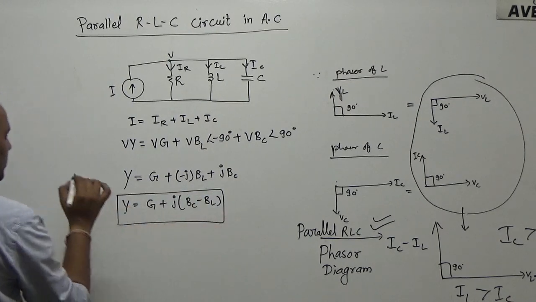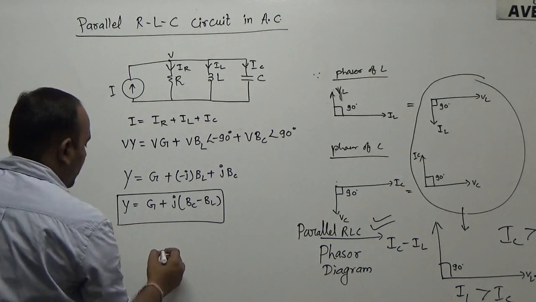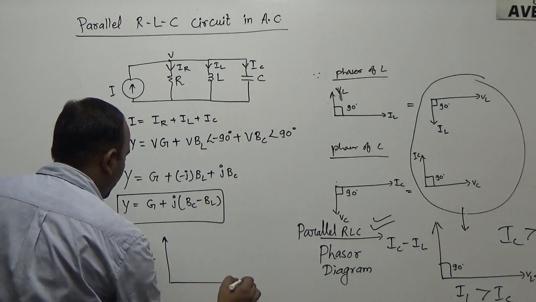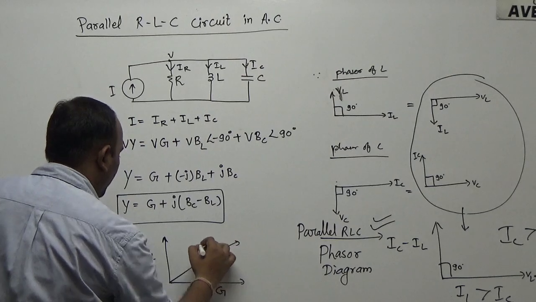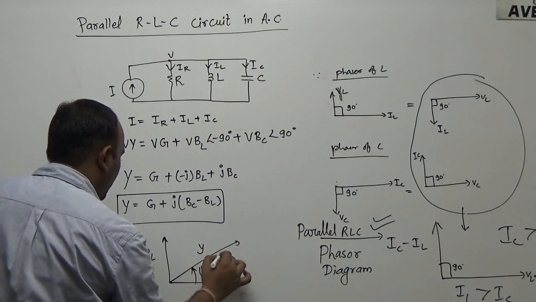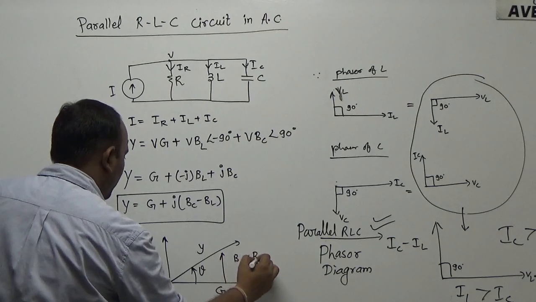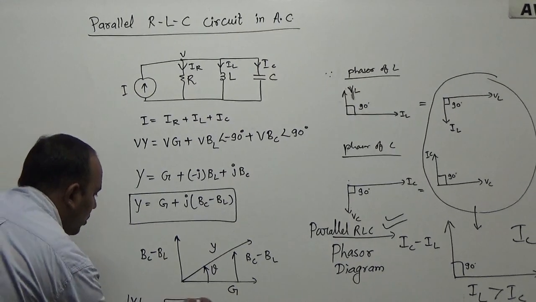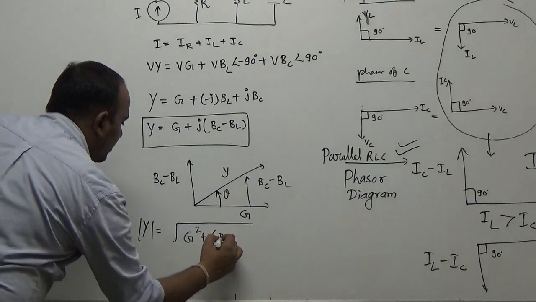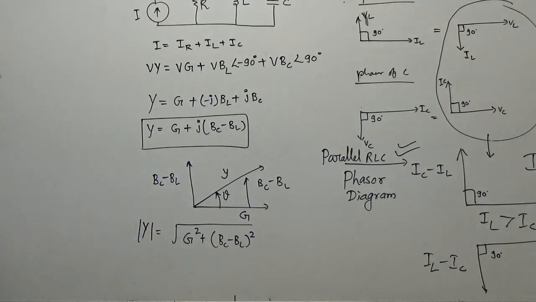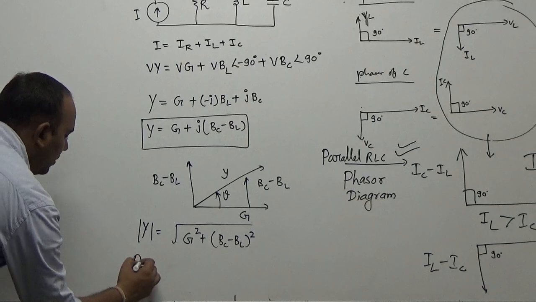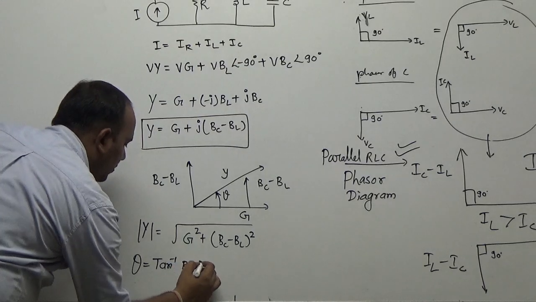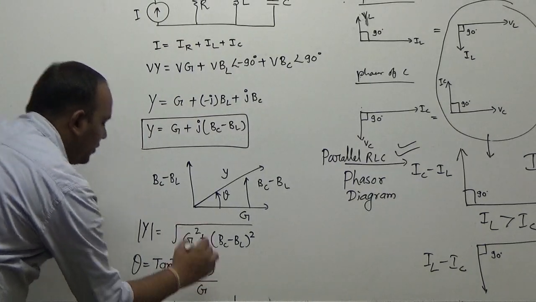So the admittance triangle will be like that, taking IC as greater. So BC minus BL, and this is the G. The resultant will be the Y, and this is the angle theta. So the magnitude of Y is equal to the root of G square plus (BC minus BL) whole square. And what about the angle theta? That will be theta is equal to tan inverse of (BC minus BL) upon G.